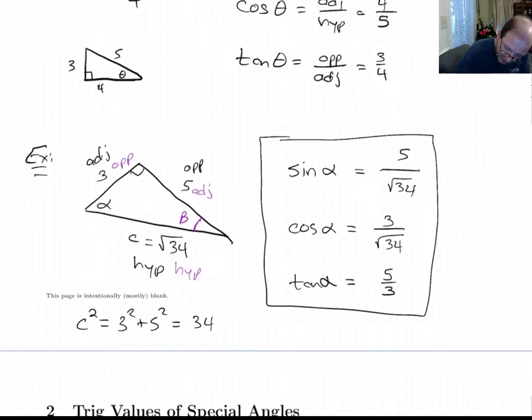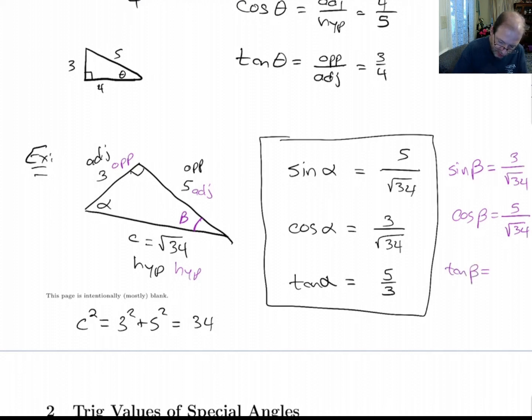So if I wanted to find the sine of beta, sine of beta is going to be opposite over hypotenuse. So 3 over root 34. Cosine of beta is going to be adjacent over hypotenuse. The side adjacent to beta is 5, and the hypotenuse is root 34. And the tangent of beta is opposite over adjacent. Well, from beta, opposite is 3 and adjacent is 5. So just looking at this triangle, we can get this.